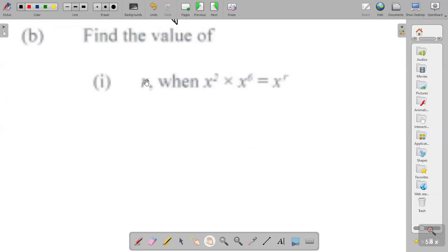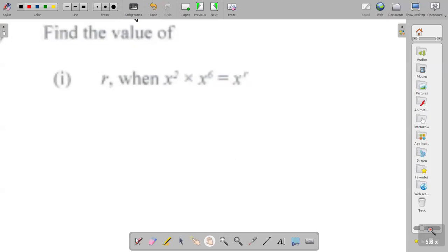So we're trying to find the value for R. Keep in mind, the first thing you should think is that when I finish answering this, R must equal a number. So let's see what they have here. They said X squared times X to the 6th power equals X to the R.